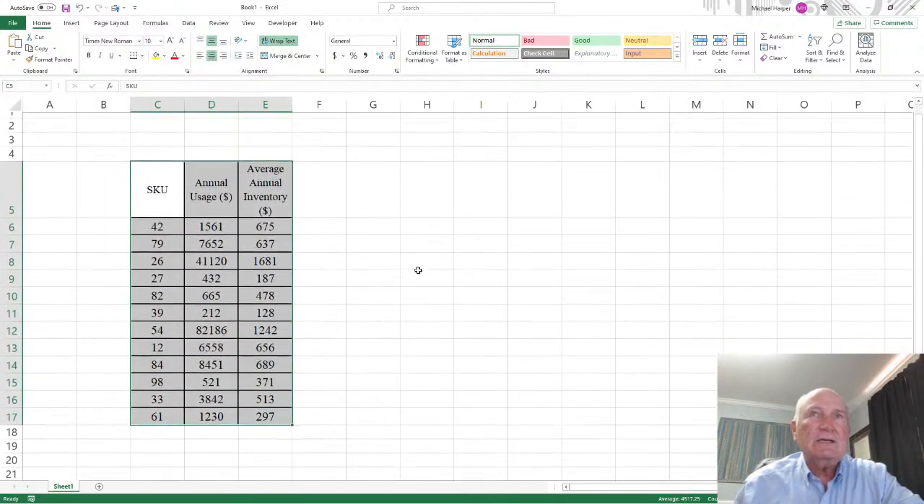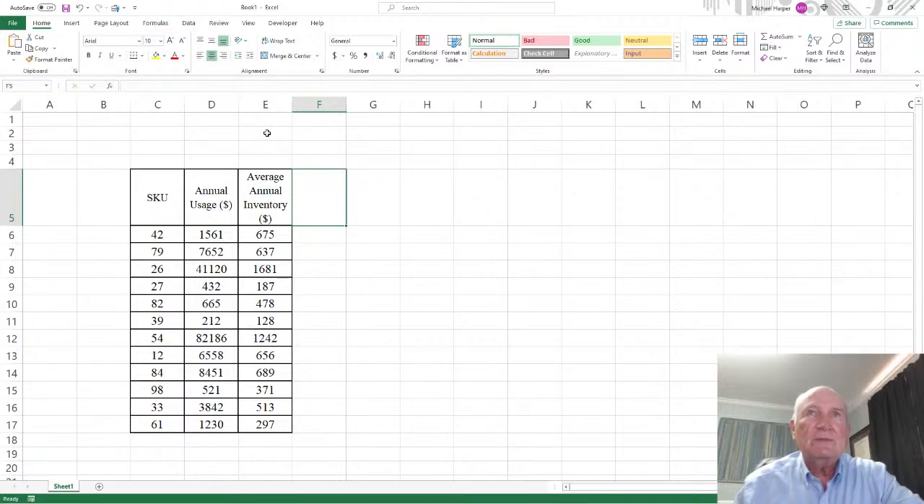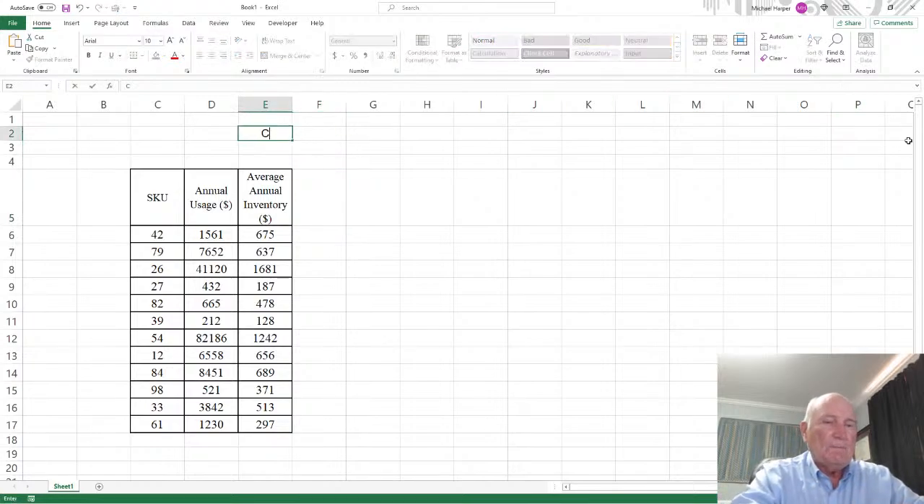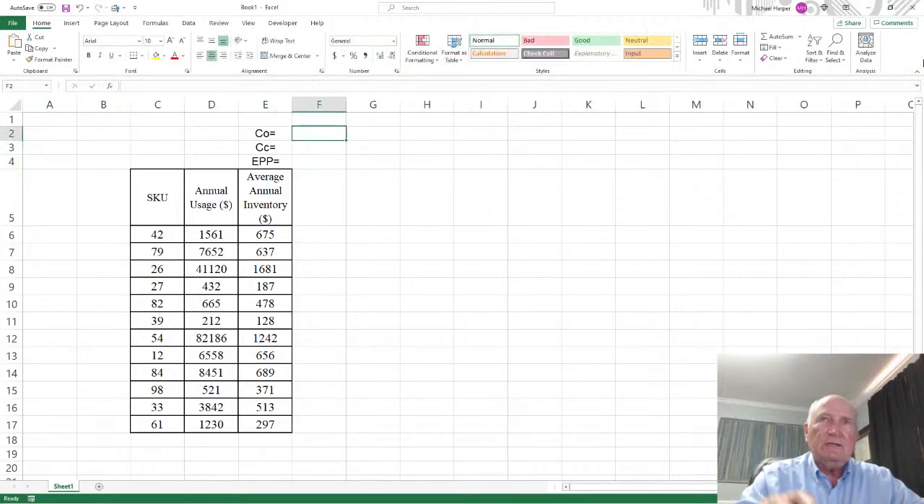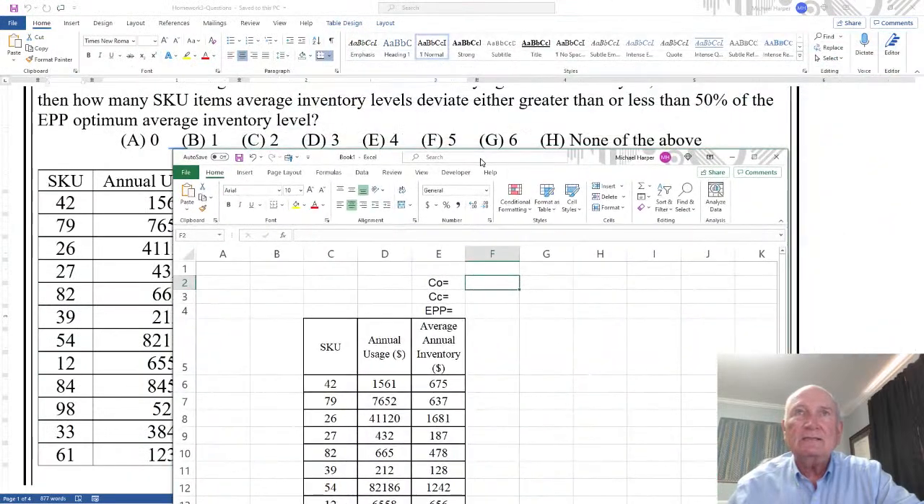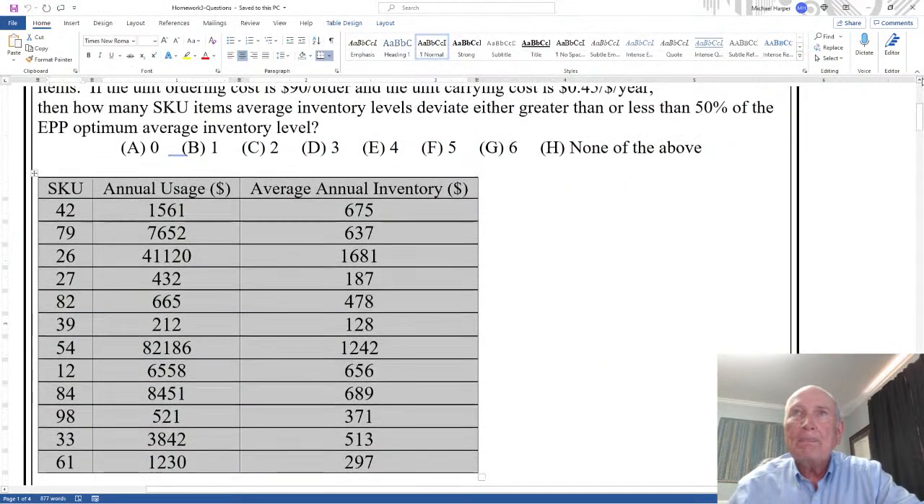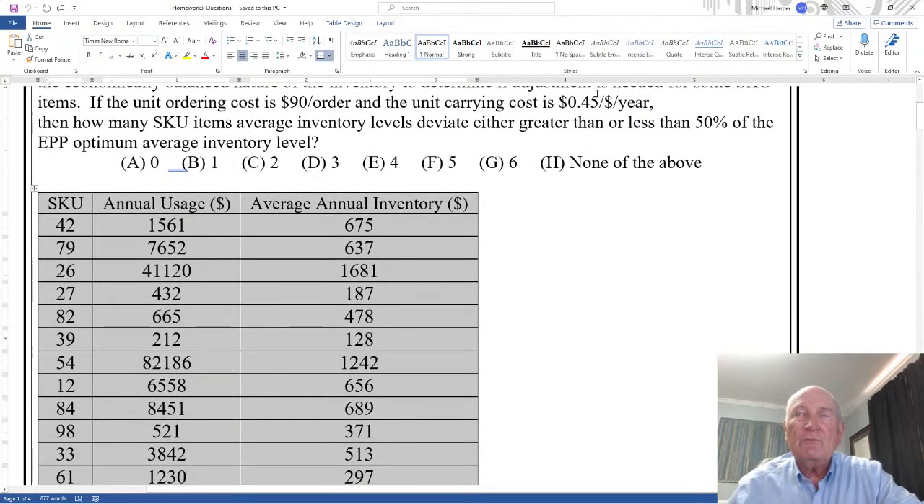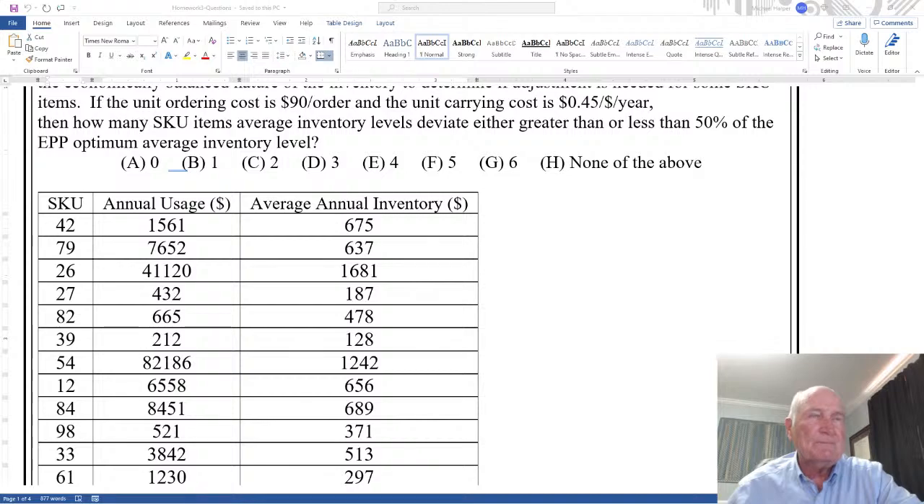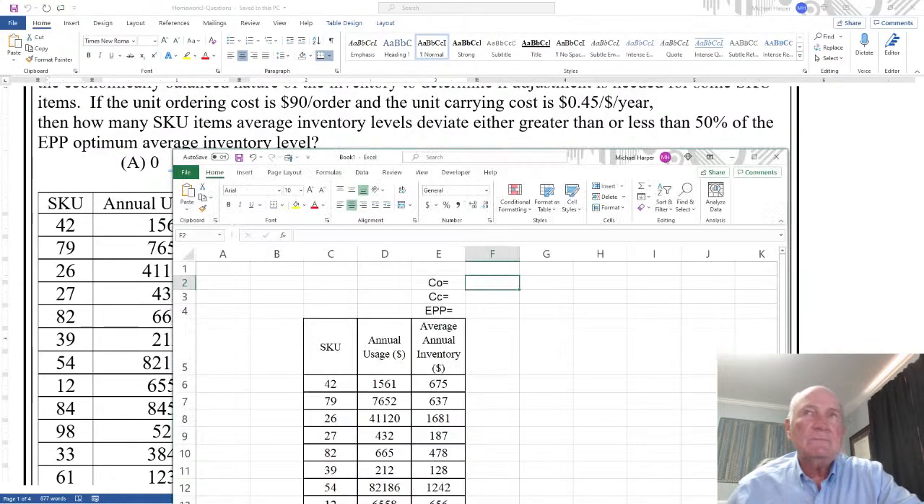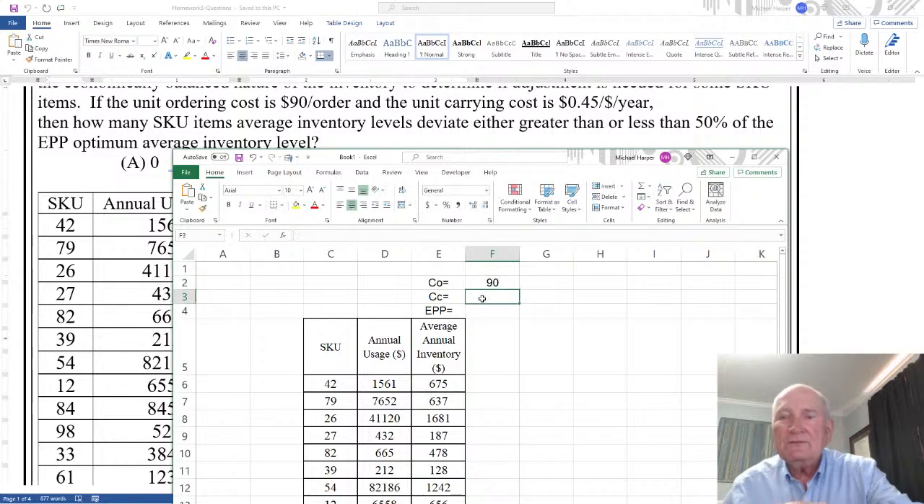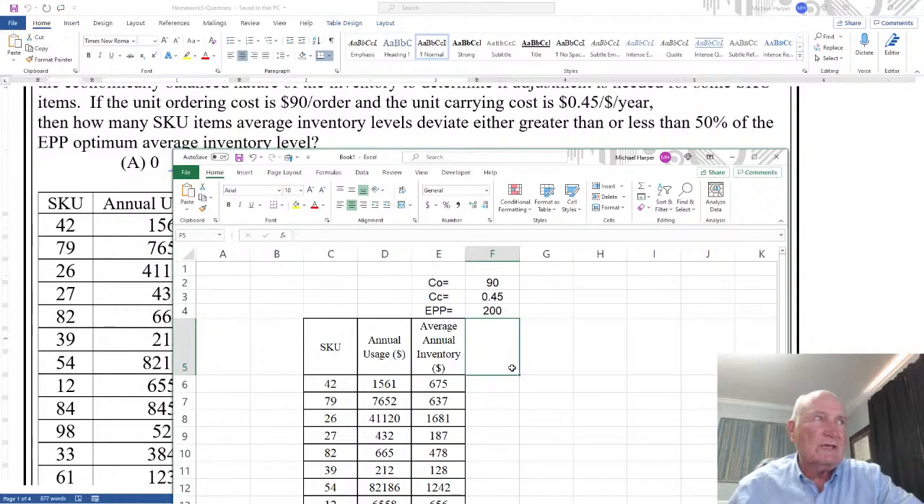Okay, so the first thing is, remember we had C sub O, and C sub C, and then EPP. That's the first thing we're going to need. So 90 and 45 cents per dollar per year. So this is going to be 90. This is 0.45. And so then the EPP is going to be C sub O over C sub C. Okay. Oh, it's nice and 200.